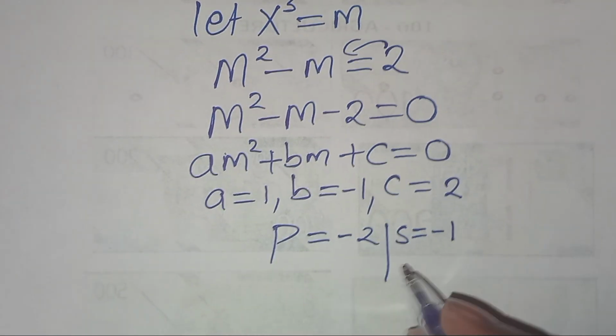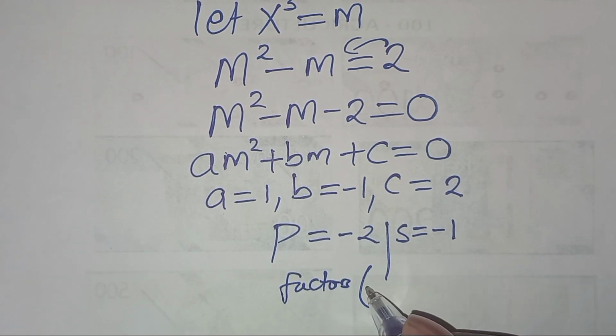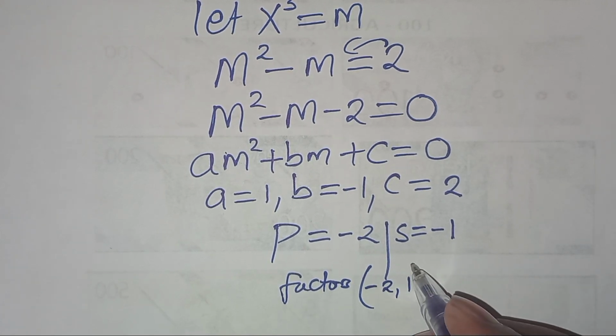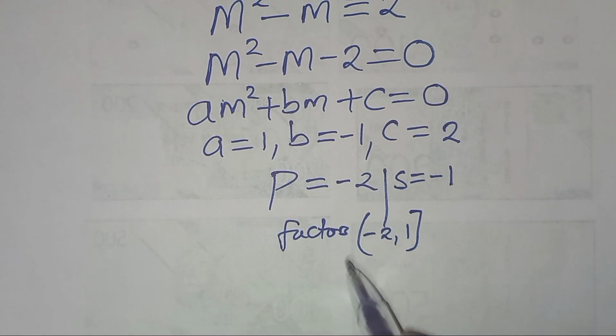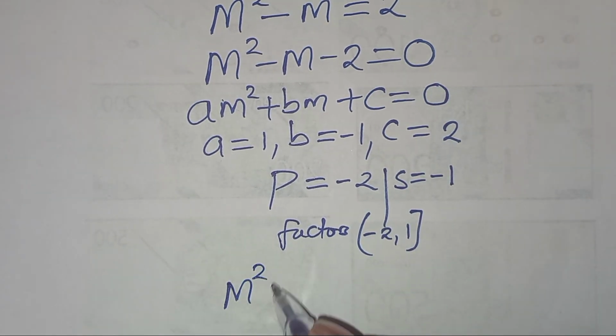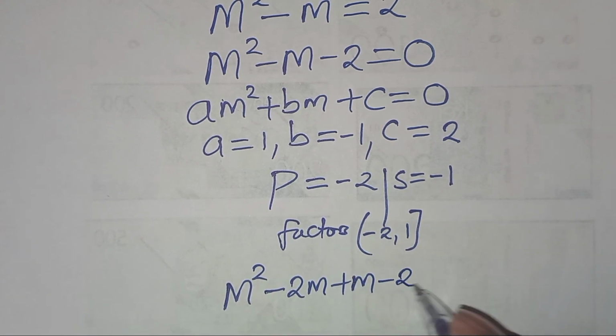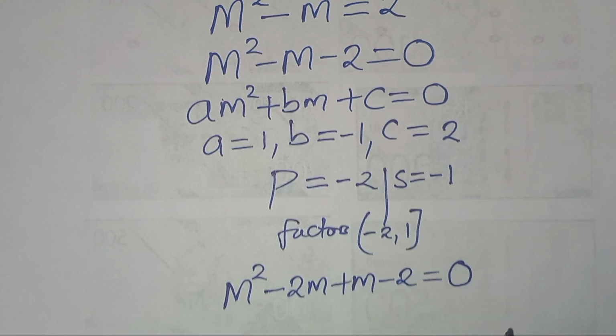So essentially, we have two factors. We have -2 and +1. These are two factors. So let's substitute them here. We'll have m squared subtract 2m plus m subtract 2. This is equal to 0.